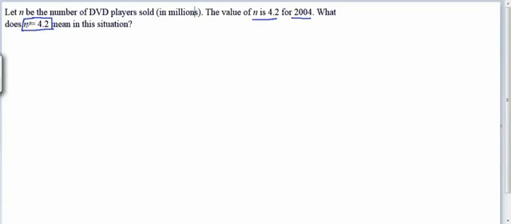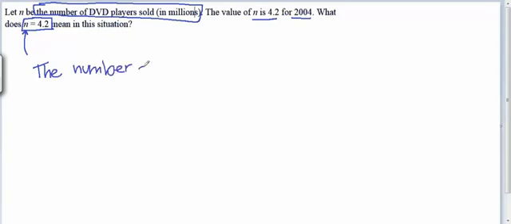So whenever I begin to do this, I first look at the variable they've given me, n, and if I go back to my given information, they have to have told me what n is. So if I look right here, it says let n be, it's another way of saying n is, the number of DVD players sold in millions. So one way to approach a problem like this would just be to write that out. We're talking about n, so let's write out what n is. The number of DVD players sold in millions.